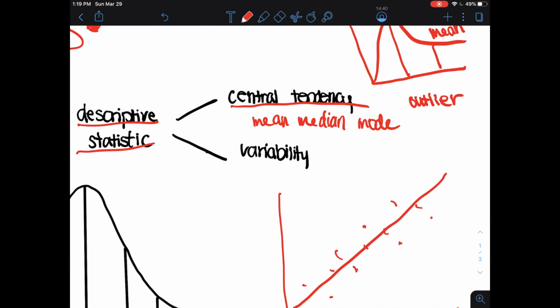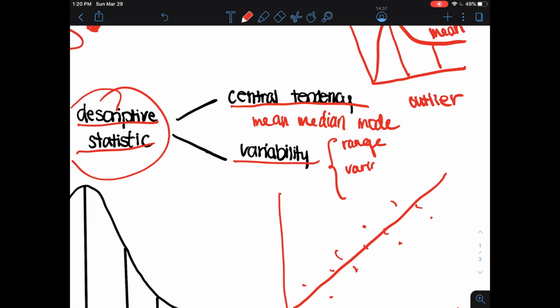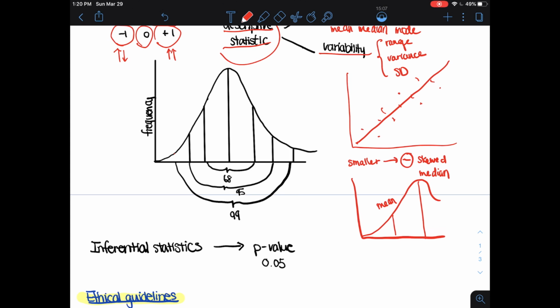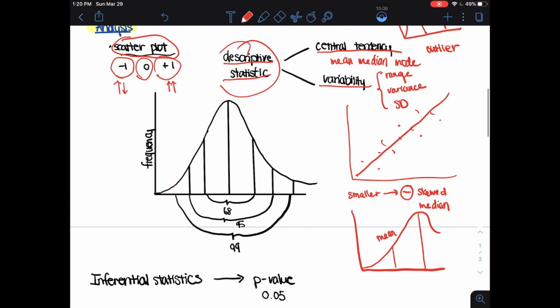The other way to describe a set of statistics is called variability. Variability has three components: range, variance, and standard deviation. Range is the largest minus the smallest. The variance is the distance between every number and the mean. Your standard deviation is the square root of your variance. You don't need to know how to calculate them, just know what they mean.